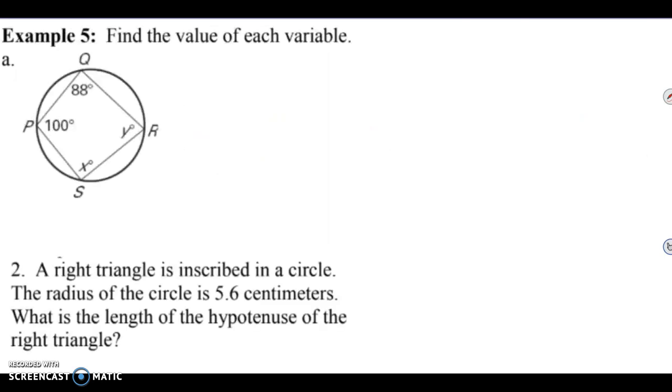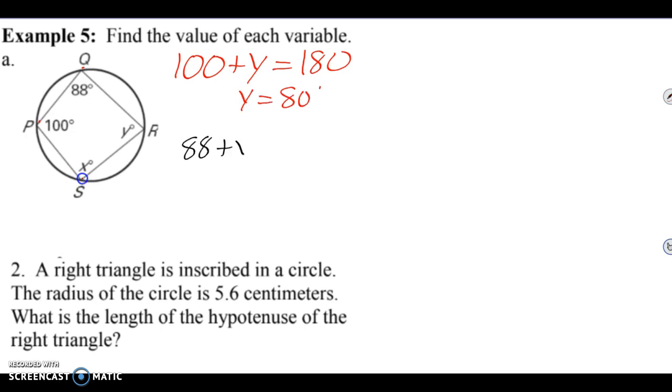All right, real quick, in example 5. Find the value of each variable. Okay, all 4 vertices are on the circle, so opposite angles. 100 plus y, those are supplementary, so they have to be 180. Subtract your number from both sides, y is 80. Same thing with x. Opposite angles, 88 plus x, those are supplementary, so they add up to be 180. Subtract your 88, you get 92.